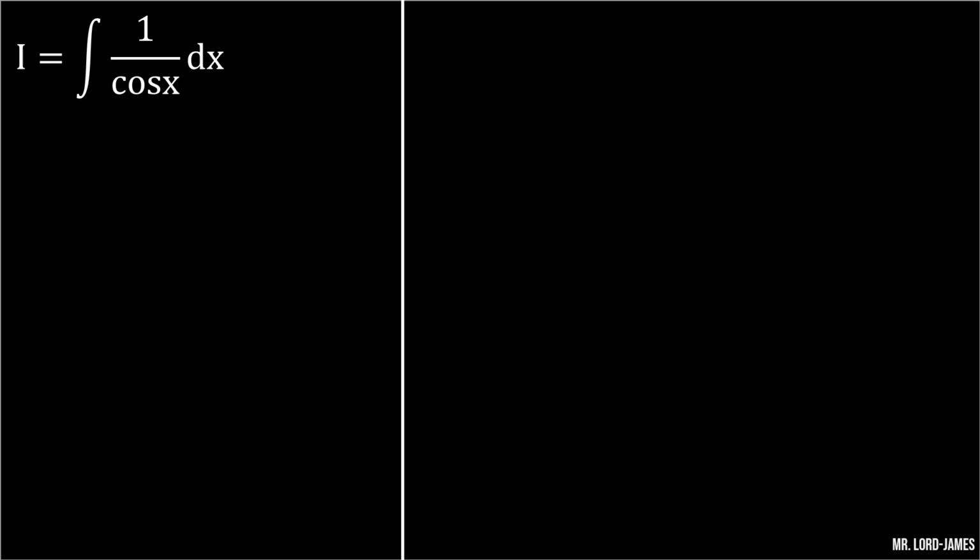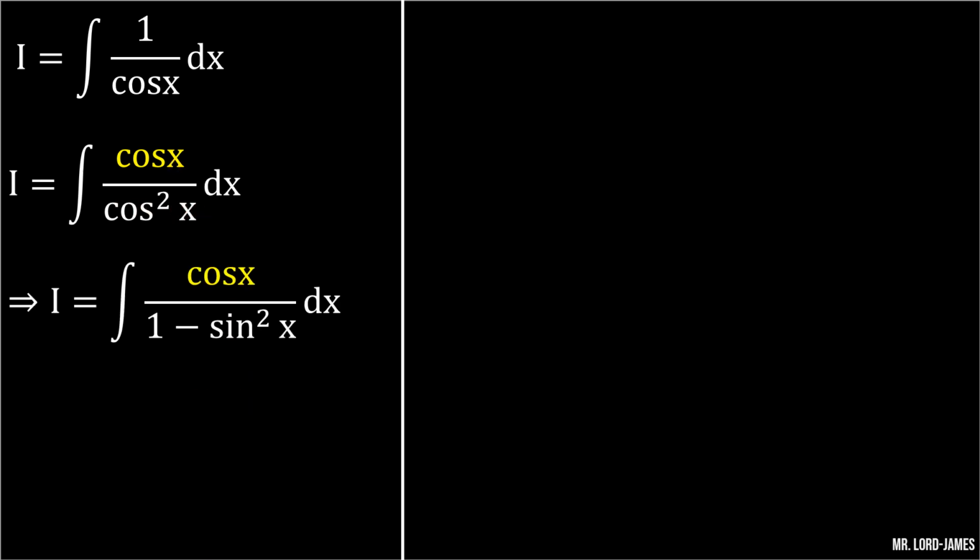To begin with, we are going to multiply this integral by the cosine of x, both on the numerator and the denominator. That is a form of rationalization, and what we get is I will be the integral of cos x divided by cos squared x. But from the Pythagorean identity, cos squared x plus sine squared x equals 1, this cos squared x can be expressed in terms of sine as 1 minus sine squared of x.